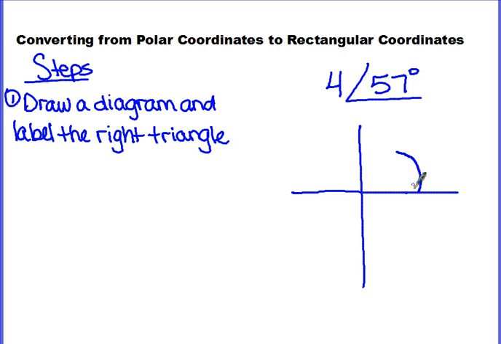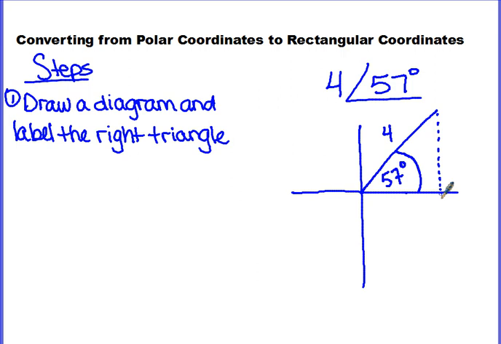Now what I'm going to do is draw my vector. A vector always comes from the origin, and it's going to come out at that 57-degree angle. So here is my vector with a length of 4. So we've got our 57-degree angle, and we've got our vector with a length of 4. Now notice, if I connect my vector with my x-axis, I have formed a right triangle.